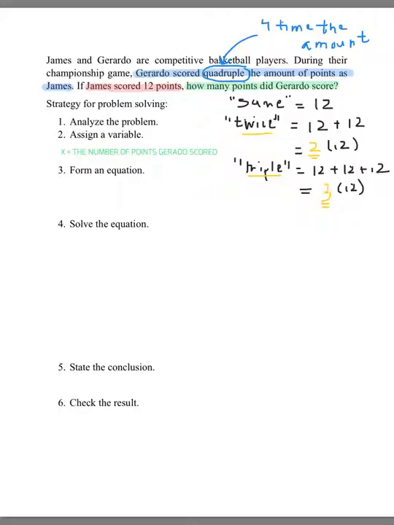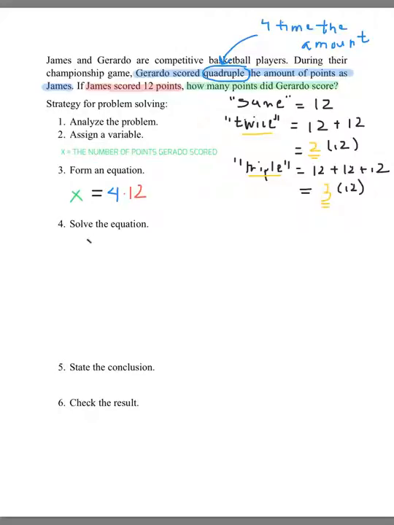So let's go ahead and form our equation. So the question is, how many points did Gerardo score? Well, that's represented by a variable x, and that's going to be equal to quadruple the amount of points as James. So quadruple, that's an indicator of 4, and quadruple the amount of points as James, which we already talked about, and that's 12. So our equation is going to be x is equal to 4 times 12.